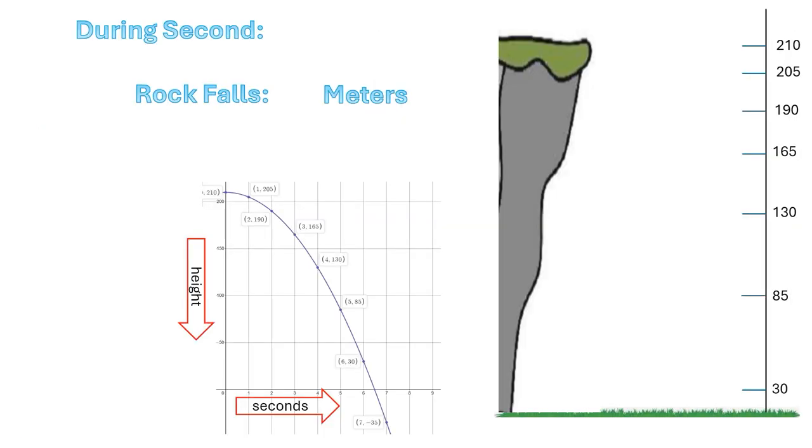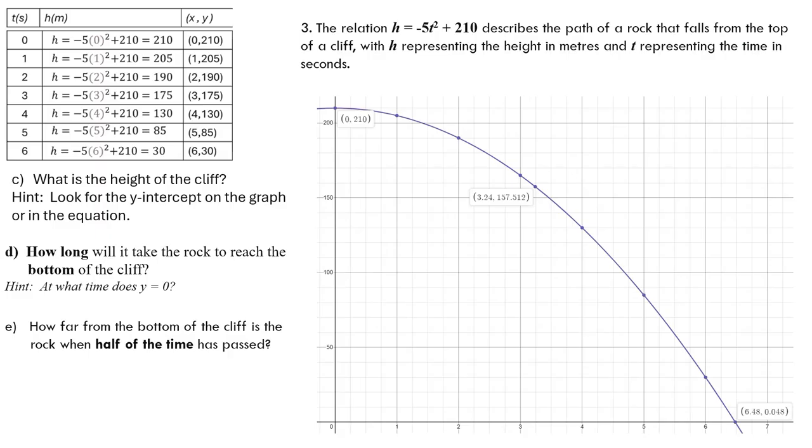All right, reviewing a rock. We did this earlier in the unit. We had a cliff of 210 meters in height, and we had a rock that was falling off this. And as the rock fell, the acceleration of the fall became greater and greater and greater. So here we have the same rock, the same equation, and we're being asked a few questions about this.